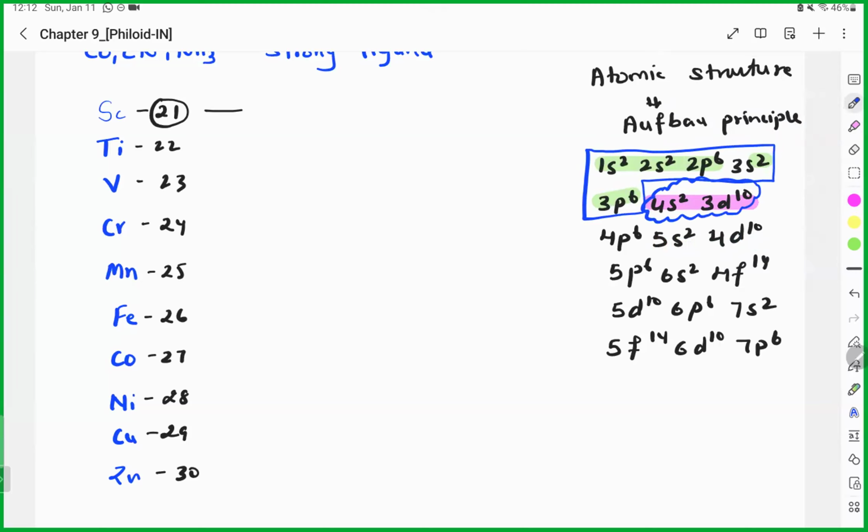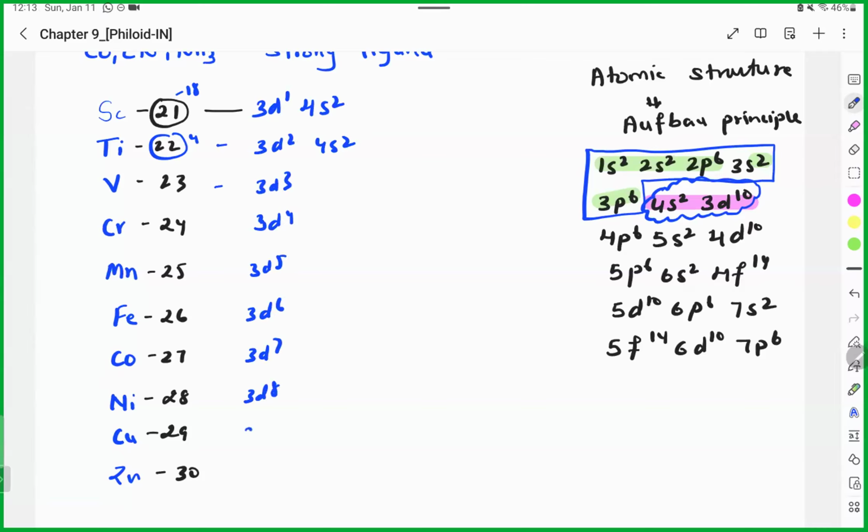18 will remain the same. For scandium, if you remove 18 from this, 3 electrons remain: 3d1, 4s2. Here if you remove 18, you have 4 electrons remaining: 3d2, 4s2. Then 3d3, 4s2. 3d4, it should be... 3d5, 3d6, 3d7, 3d8, 3d9 it should be, and 3d10.